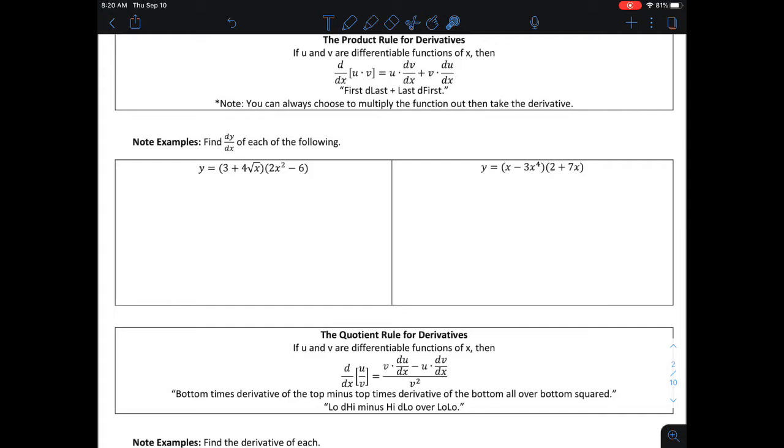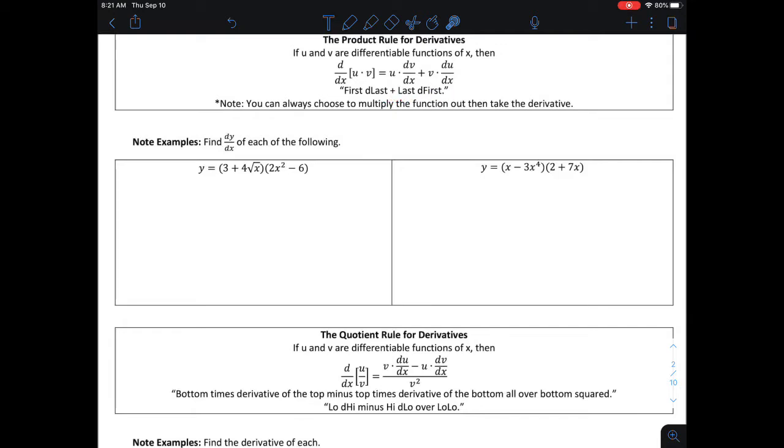So the product rule: if I have two differentiable functions of x that are multiplying together, so u times v, and I want to take the derivative of that. The way this works out is, you write the first term, and then you multiply the first term by the derivative of the second. And then you add to it the second term times the derivative of the first. So the way to remember it: first d last plus last d first.